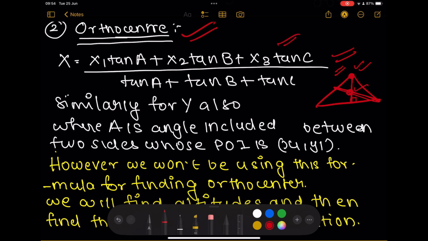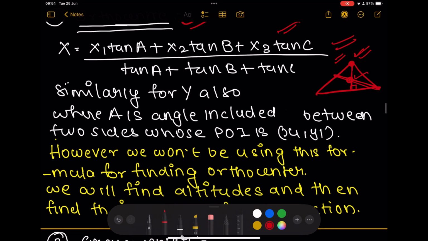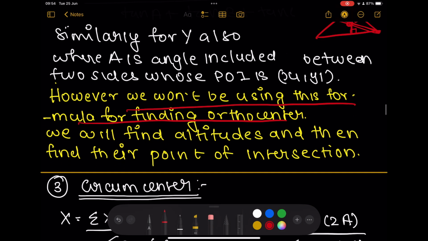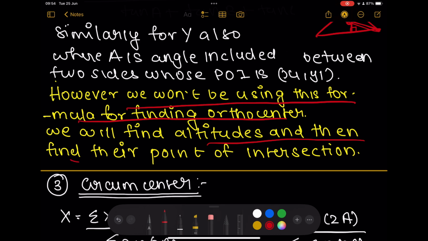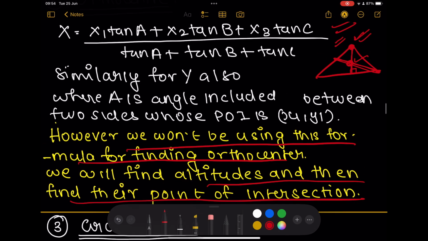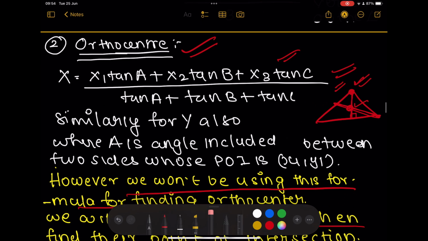That will be your orthocenter. Do not use this formula unless it is needed. But this formula is there in the syllabus. So sometimes if they give you A, B, and C, you must know how to use this formula. That is why I am giving this formula. Apart from that, if they give the side lengths, or the vertices, or the equation of one altitude and ask you to find the orthocenter, in any such case, don't use this formula. Clear? Okay, so that's what I've written here. See, however, we won't be using this formula for finding the orthocenter. We will find altitudes and then find their point of intersection. That's how we'll be doing it for finding the orthocenter, right?